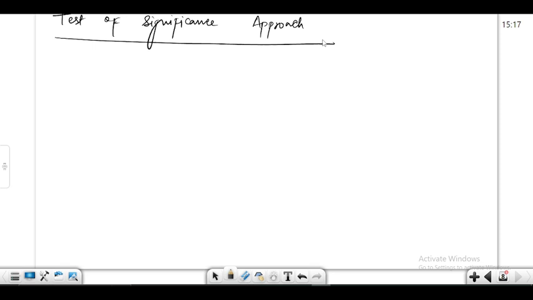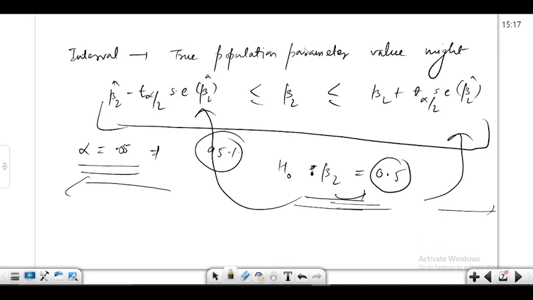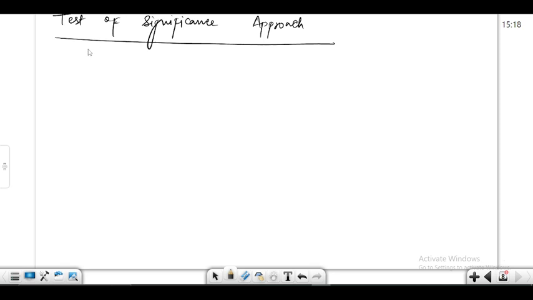Okay, so in here the difference is that we are creating an interval for the true population parameter. So you choose a value of beta 2. You define a beta 2 value which is equal to beta 2 star, which is equal to 0.5. That is your null hypothesis.